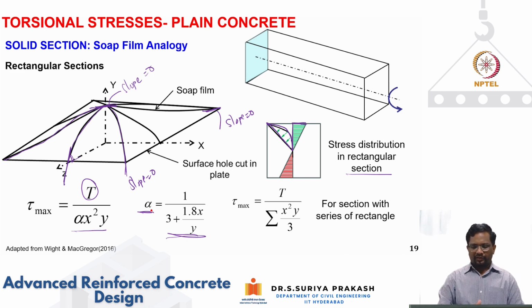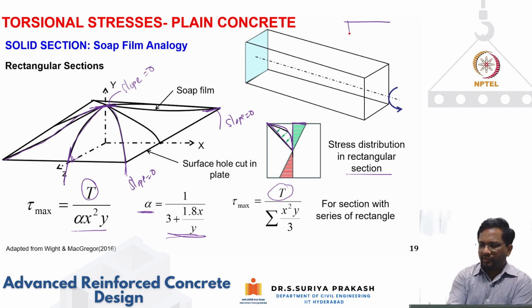Now, maximum shear stress: let's say you have a flanged section, then how do you calculate it? Again, shear stress is given by the applied torque in a cross section divided by the summation of x square y by 3. Now, why is the summation coming? Let's say I have a flanged section like this. Then what I have to do is divide these into, let's say, two elements.